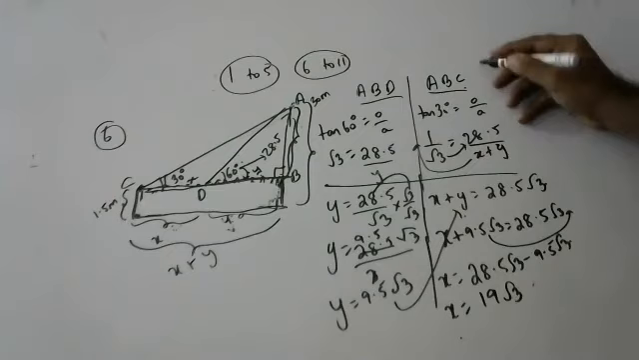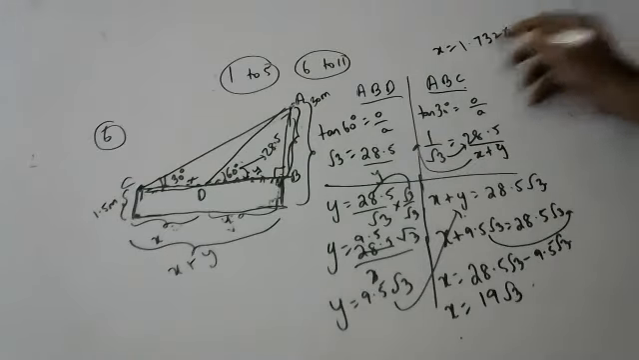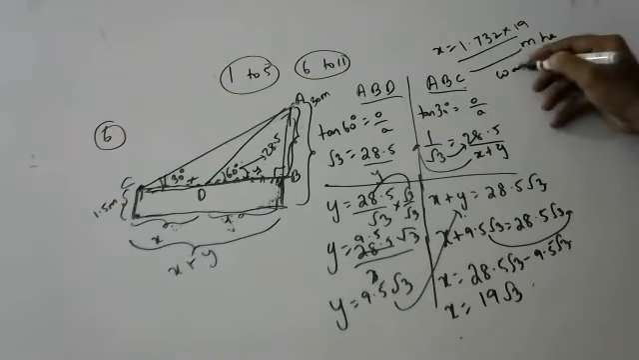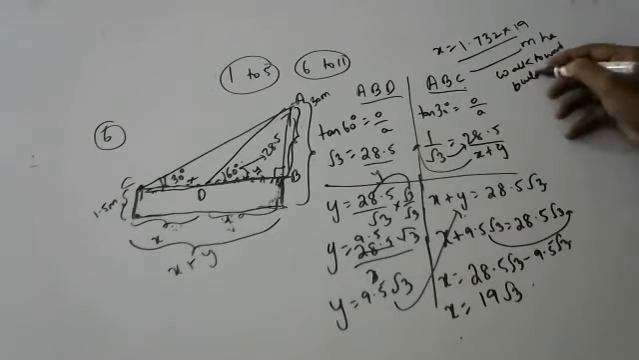So children, x is equal to 1.732 into 19. You do, how much do you get, children? That much meters he walked towards the building. Like this you should do.